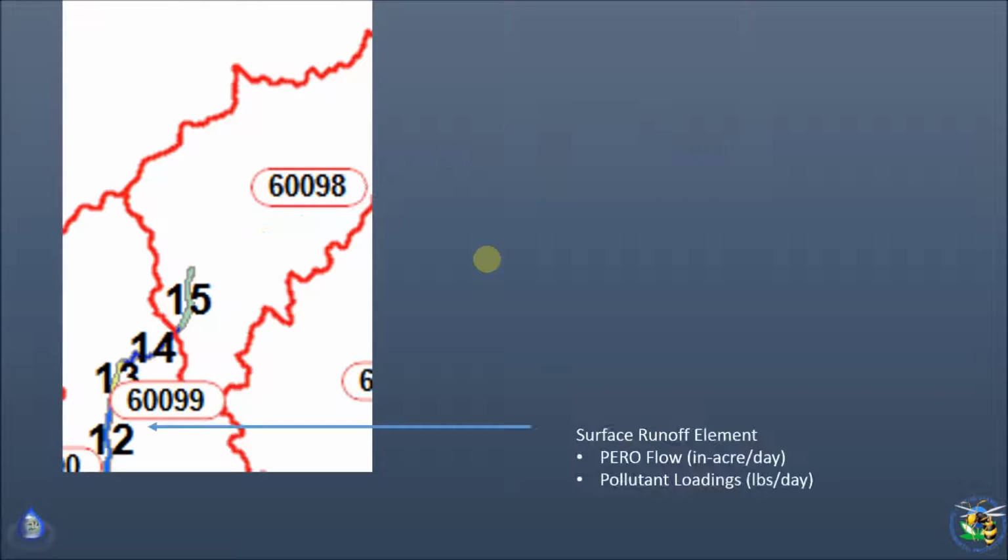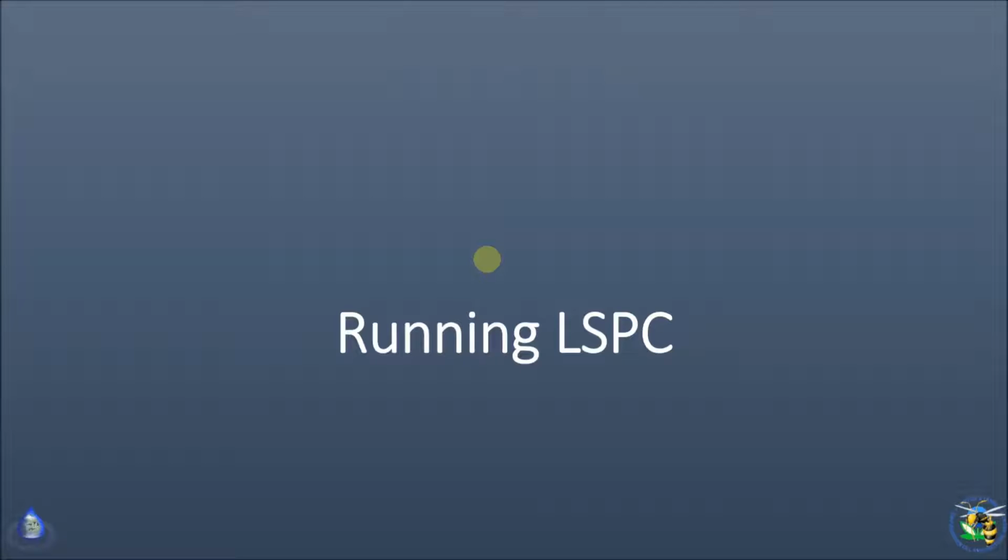Then if we look at 699, this will not be a reach. This will be a PERO flow. So it'll be all the sheet flow from that area, in acre-inches per day and pounds per day. So kind of think of it this way: the pollutant loads coming off of 699 would be all distributive. We'll enter that into one WASP segment, but all of it contributes into the reach. And LSPC accumulates these flows and loads into each reach and transports them downstream.